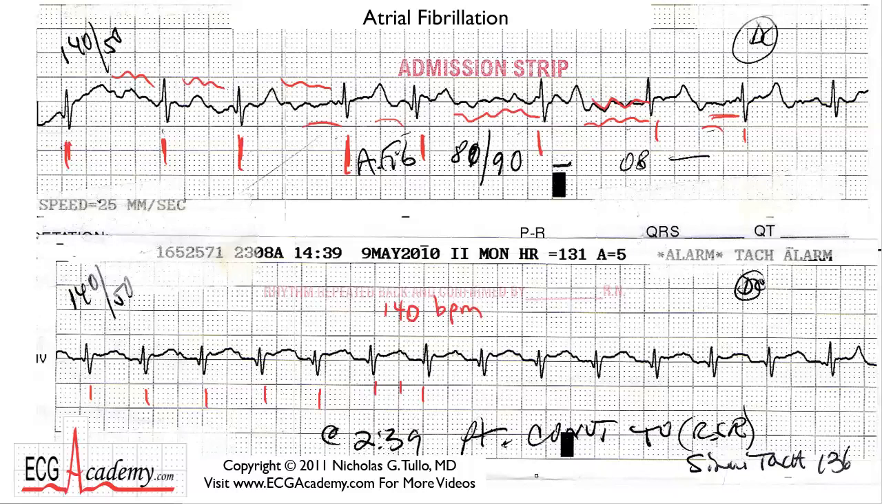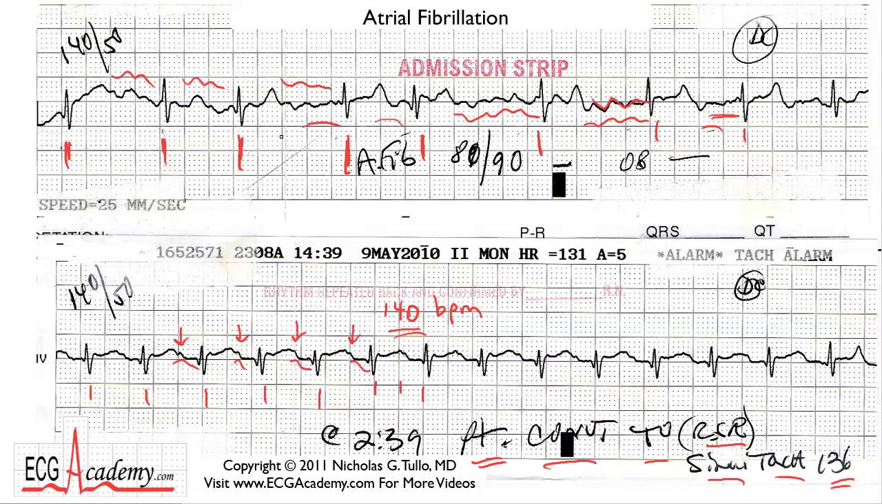Remember what I said, don't ever believe what someone else has written on a rhythm strip, because it says here, patient converts to regular sinus rhythm, sinus tach at 136 beats per minute. Well, this is usually a patient who's just lying there watching the Discovery Channel, and having a sinus tachycardia at 140 beats per minute would be highly unlikely. You do see discrete atrial signals in front of the QRS complexes. I think that bump right there could easily be interpreted as a P wave.